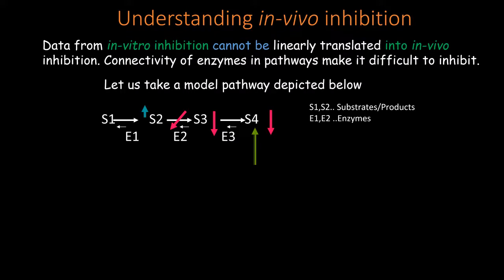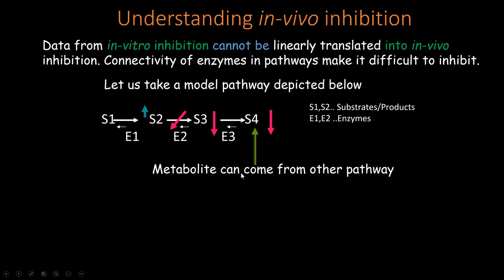However, in vivo, this reaction doesn't just stop because you stop this reaction. There are other pathways which are supplemented by this particular S4 metabolite. It can come from other pathways. Just like this cannot be toxic because it can go to another pathway. So all these S2 and S4 modulations happen because enzyme E2 is inhibited.